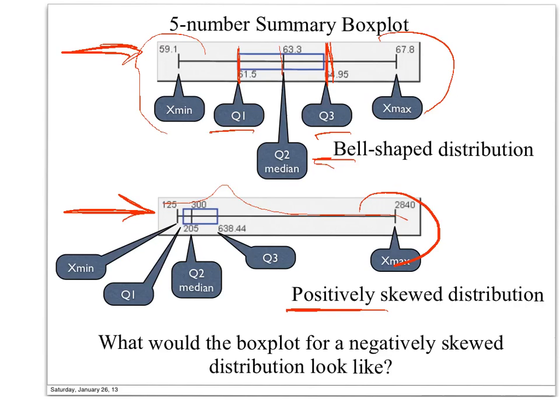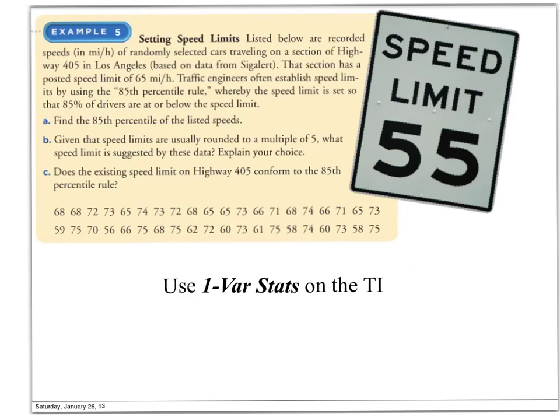So this one is positively skewed. I don't know if I said positively skewed, but that's what I meant to say. And what I'd like you to think about is, what would the box plot look like if you had a negatively skewed distribution? So just make a little sketch of what you think that would look like. Just a box plot for a negatively skewed distribution.